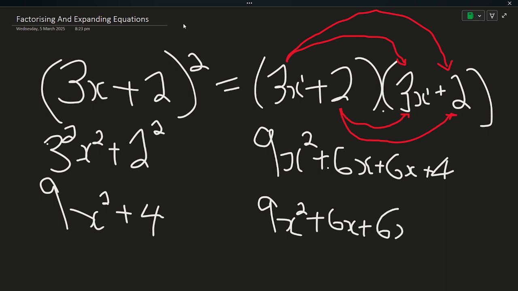Oh wait, my fault. I forgot about a crucial step here. You know how we learned about like terms in the last video? There's one more thing we can do between these positive 6x's. We could add them together to simplify them. So we're going to bring the like terms together. 6x plus 6x becomes a positive 12x, and then plus 4.